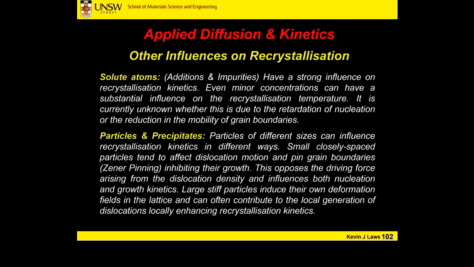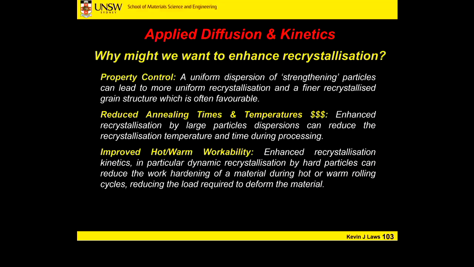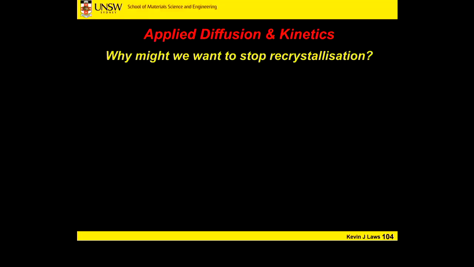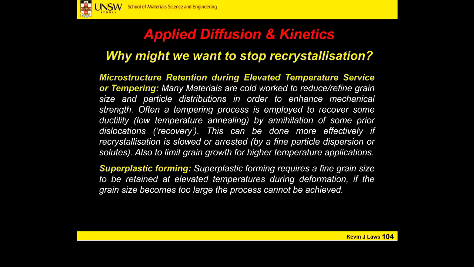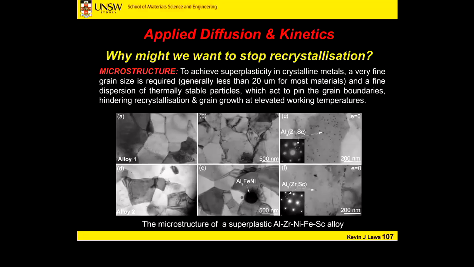We had a little bit of a look at impurities, how impurity atoms or impurity particles, depending on their dispersion, might affect recrystallization rates in our material. Depending on their size and spacing, we can either enhance or slow down recrystallization processes, depending on what we want to do. We had a little bit of a sidestep look at superplasticity, how we want to avoid recrystallization in these particular materials by strategically placing very, very fine particles along grain boundaries.